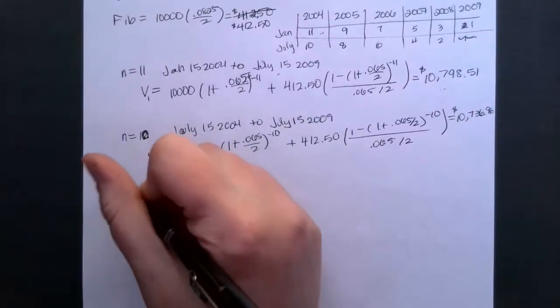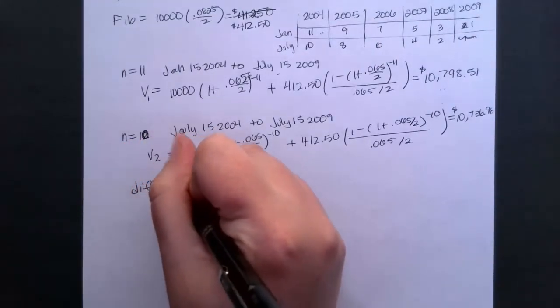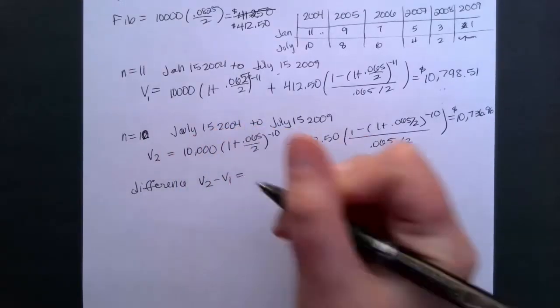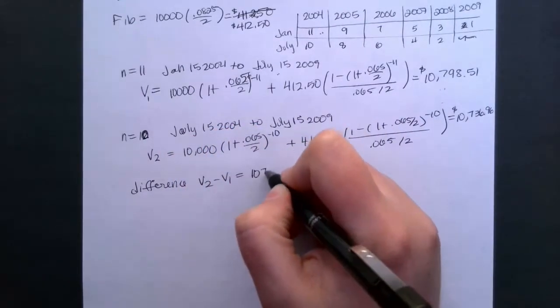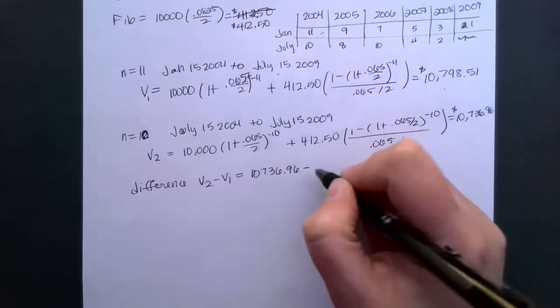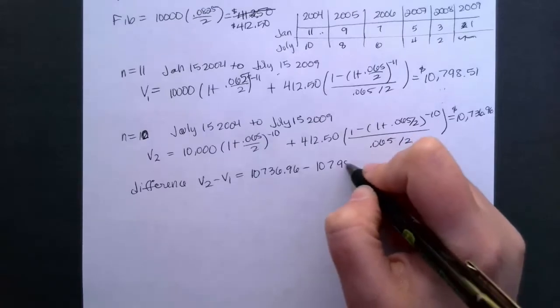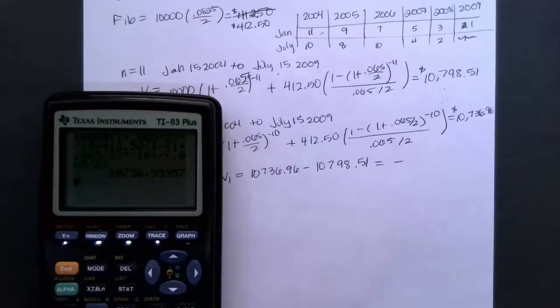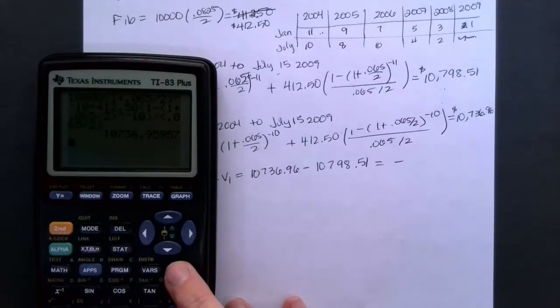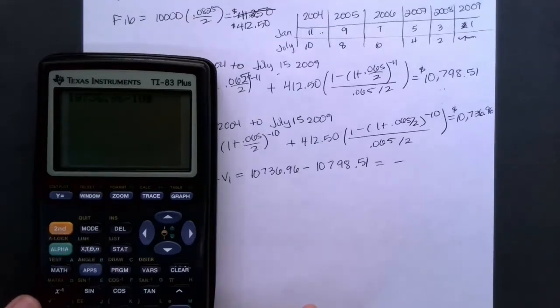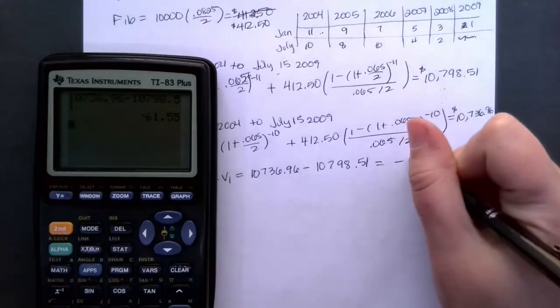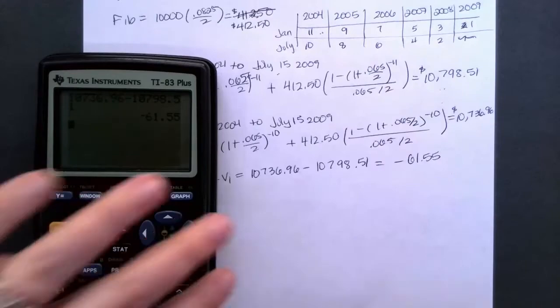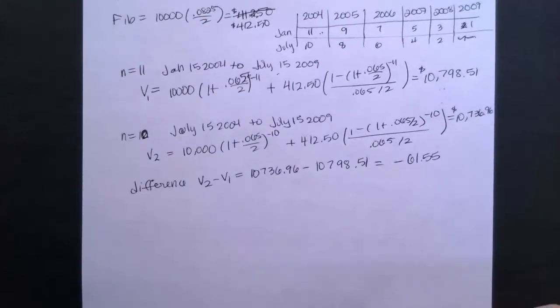So now our next step is to find the difference. So again, that's going to be V2 minus V1. So we're going to take our 10,736.96 minus 10,798.51. So here we're going to have a negative difference because the number that's further out is bigger. So we get -$61.55 is our difference. So now we have to figure out what our fraction is. Okay.